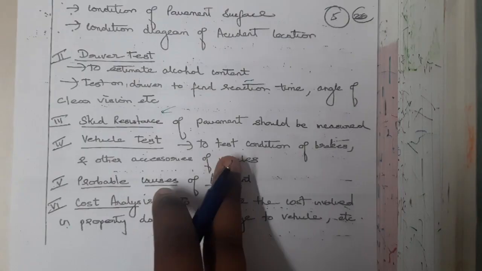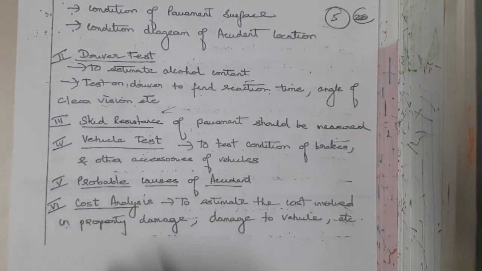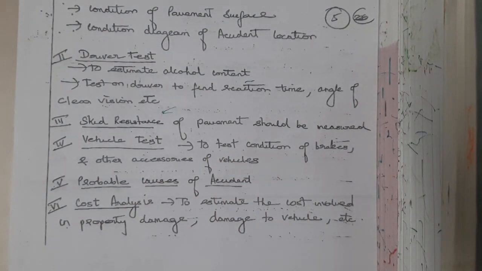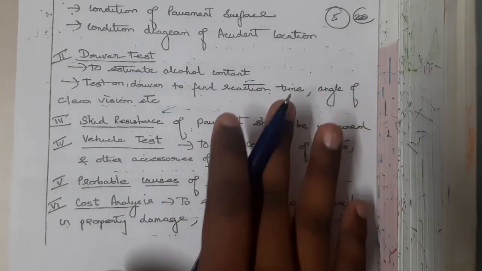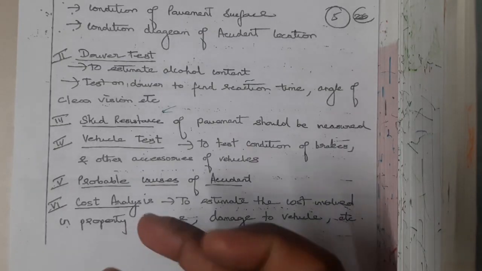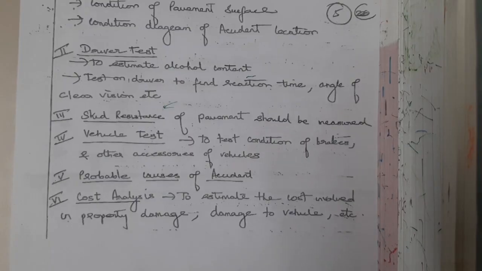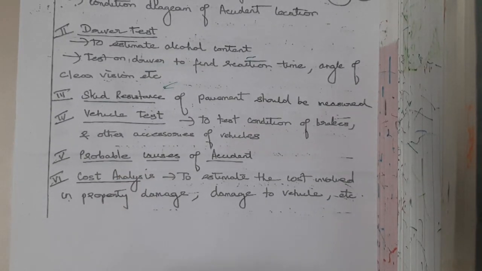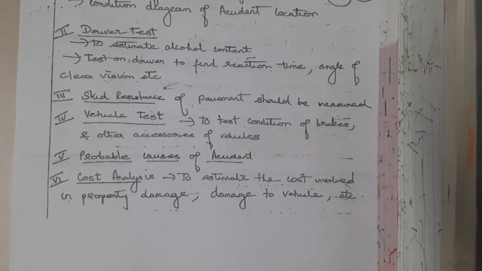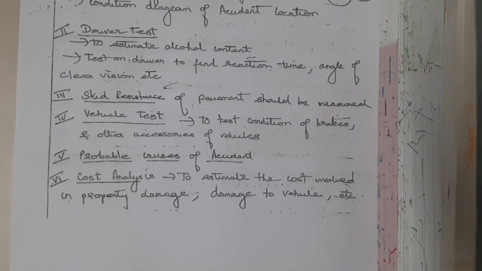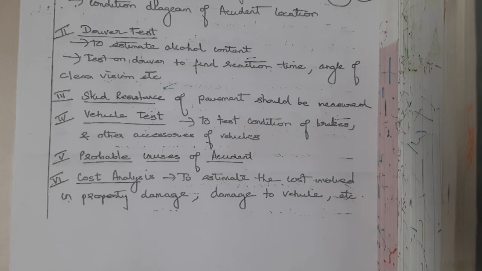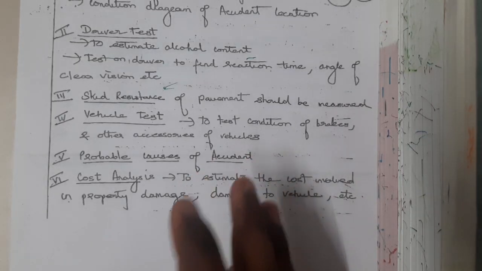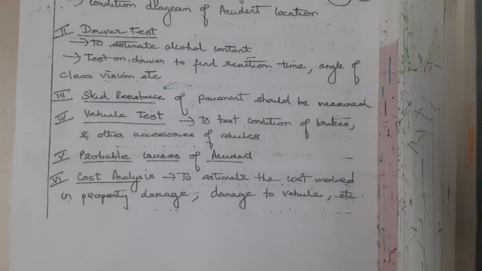Similarly, the vehicle test, to test the condition of the brakes and acceleration: are the brakes working properly, is it accelerating at the normal speed, or are there any abnormal things? Those things will also be recognized. Then the probable causes of accidents, and at the end we will do our cost analysis, guys: how much is the whole loss, or how much we need to spend to repair it. I hope everyone got a basic idea about this investigation, and now we are done with the analysis of individual accidents, guys.